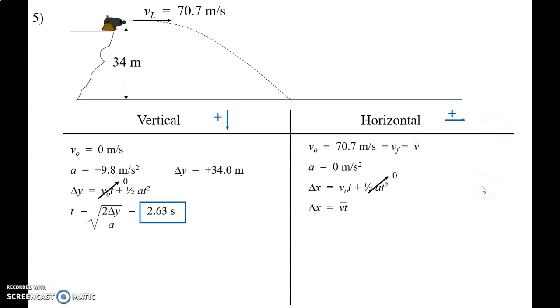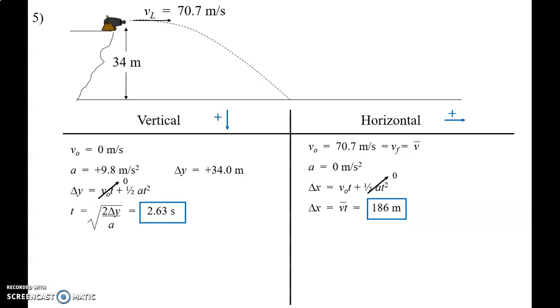What time do we use? Well, we can use the 2.63 seconds because, again, that is the time for it to hit the ground. Time, being a scalar, is the one quantity that can jump from one side of the chart to the other. Everything else is a vector. It's got to stay on its side. So go ahead and pause the video, crunch your numbers, find the horizontal range. All right, you should have no trouble here getting 186 meters.